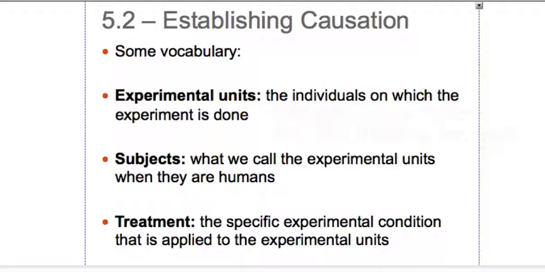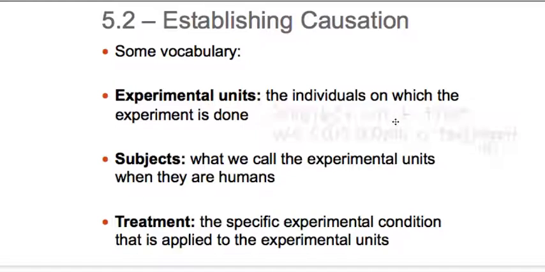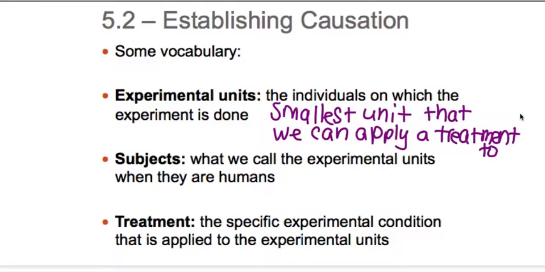Here's some building block vocabulary for when it comes to talking about experiments. So first we need to talk about experimental units. These are the individuals on which the experiment is done. These are my participants. Now the experimental units are the smallest units that we can apply a treatment to. If our experimental units are people, we typically call them subjects. It sounds a little bit more humane than experimental units. So subjects are experimental units when they are humans. And then the treatment is the specific experimental condition that's applied to the experimental units.